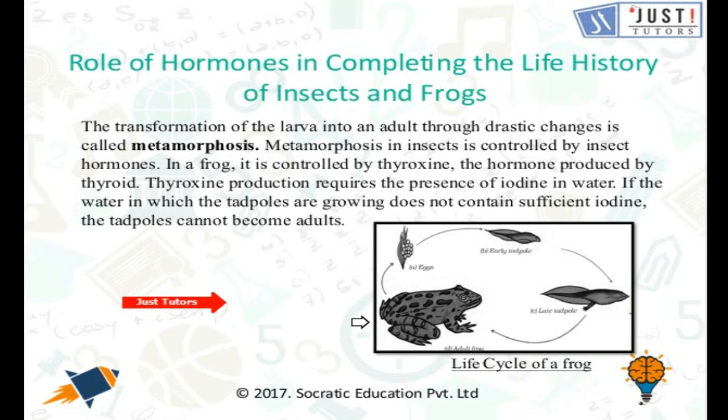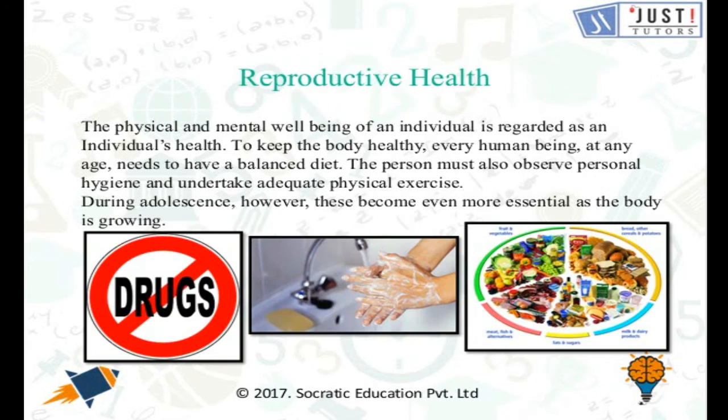In a frog's life, three distinct stages are there: eggs, the tadpole stage, that is early tadpole and late tadpole, and the adult stage. Now let's have a look at what we understand about reproductive health. The physical and mental well-being of an individual is regarded as an individual's health. To keep the body healthy, every human being at any age needs to have a balanced diet. The person must also observe personal hygiene and undertake adequate physical exercise.